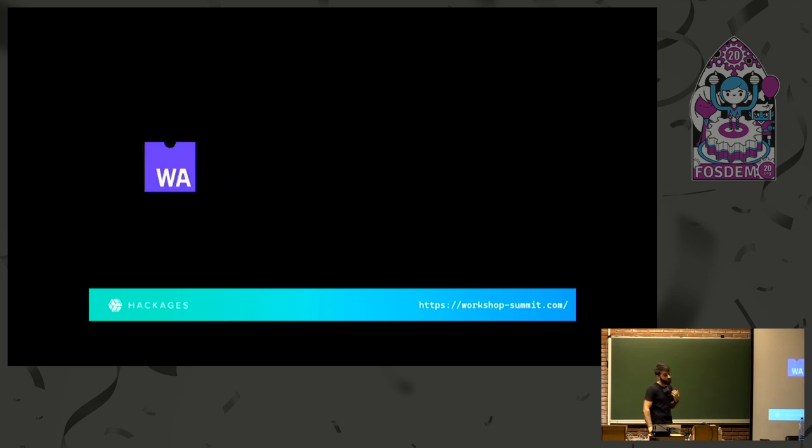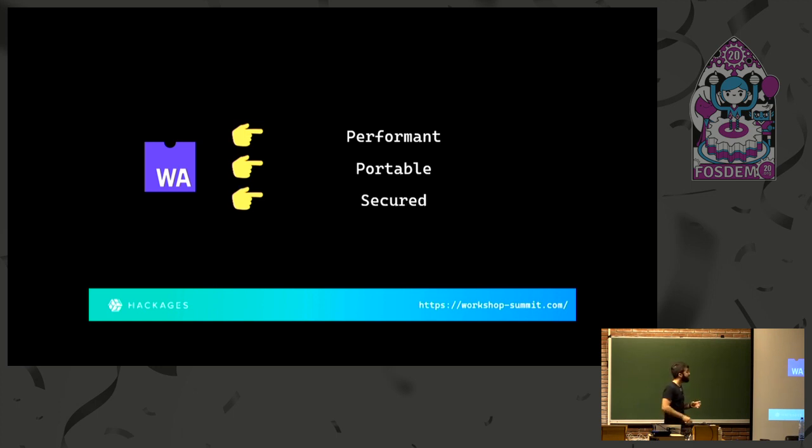So what are the goals of WebAssembly? WebAssembly wants to be performant, to run at nearly native speed. After that, WebAssembly wants to be portable, so not only running on the web, but also running on other platforms. And secure by default. It's one of the main concerns of WebAssembly, being more secure than JavaScript.